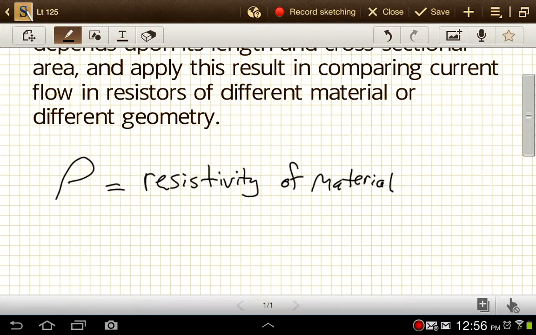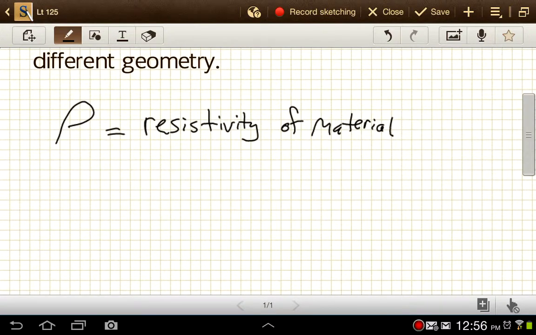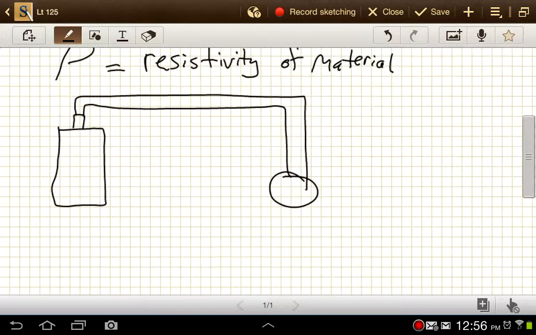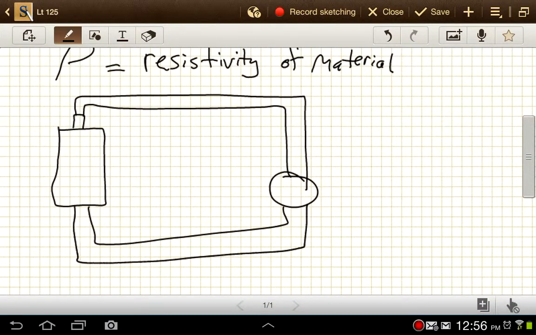To understand this, let's think about our battery setup again, where we have a battery that's linked through some device that's using the power, and then goes back to the other side of the battery. The wire here, or whatever this stuff is, that's the material that we're looking at for how resistive it is, how much resistance is being caused by that.